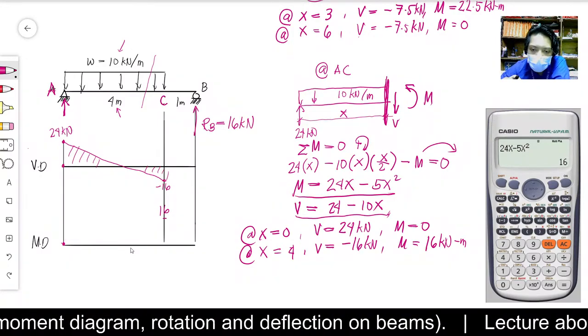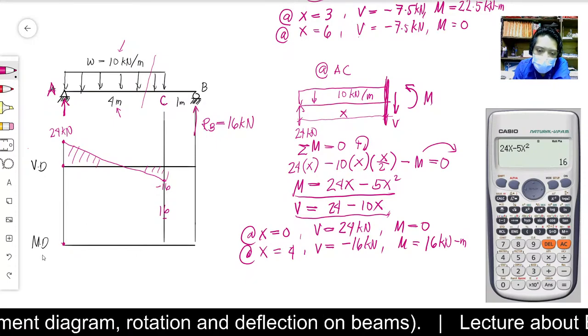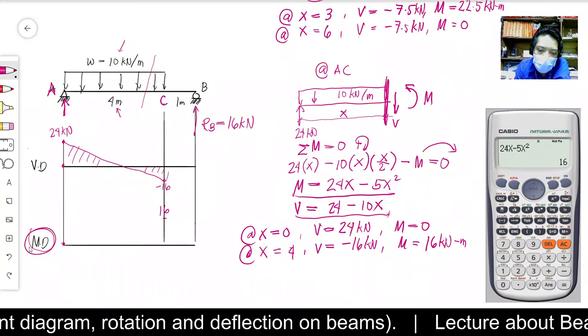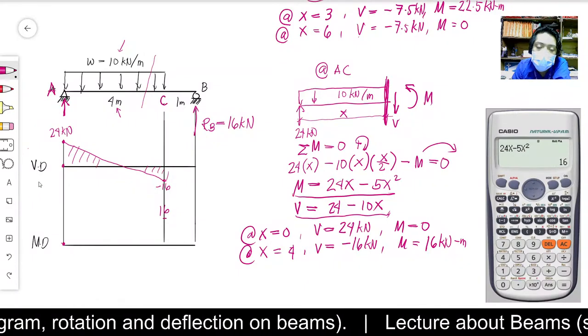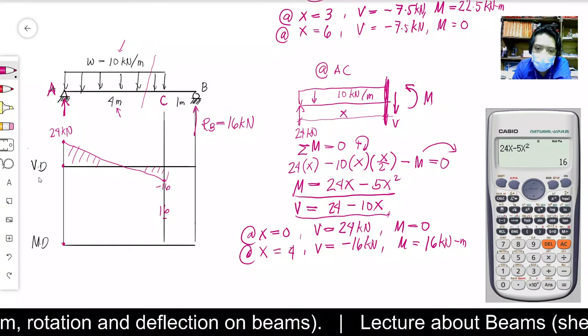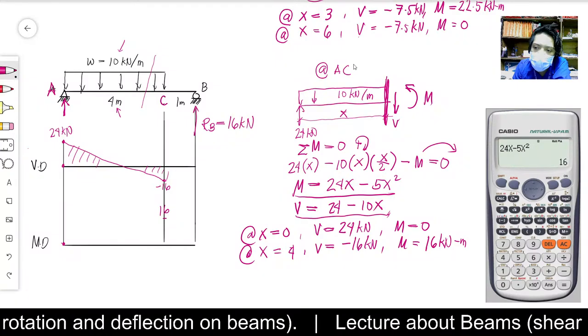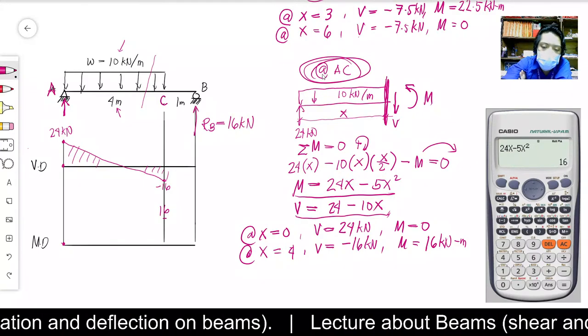You will see here that it follows the shear diagram, right? We are looking for the moment diagram, which is what we are drawing. You will see that it follows the shear diagram. Okay, so we are at segment AC.